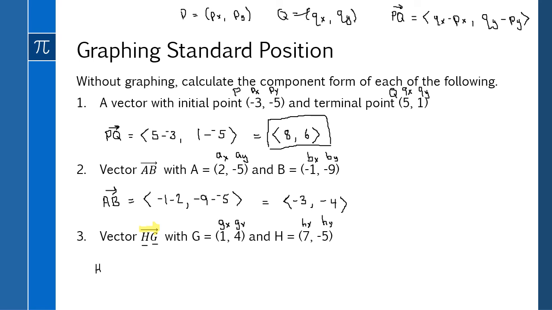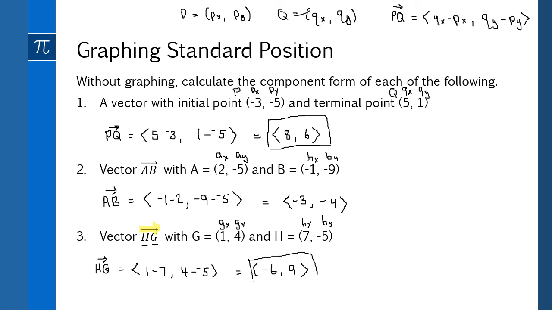So the vector from H to G, terminal minus initial, we will do 1 minus 7, and then for the y coordinates 4 minus negative 5, and we end up with the vector (-6, 9). So to get from point H to point G is 6 units to the left and 9 units up. So if you were to start at the origin, then the terminal point would be at (-6, 9).